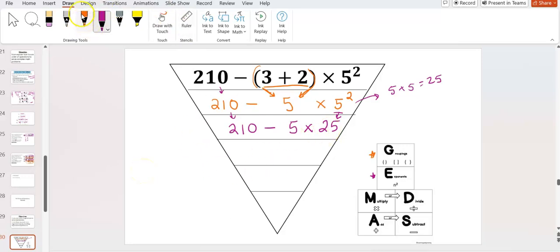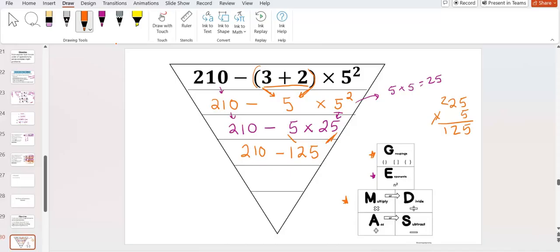So let's go ahead and change up our colors so you can see our steps. Now we can see that there's no more exponents, there's no more grouping symbols. We're going to go ahead and do multiplication or division from left to right. So I'm going to multiply 5 times 25. Over to the side, if I need to do any work, I'm going to do it out of the way so I can keep my algebra work organized. I'm going to do 25 times 5. So 5 times 5 is 25. 5 times 2 is 10, plus 2 is 12. That's 125. So now I have 210 take away 125.